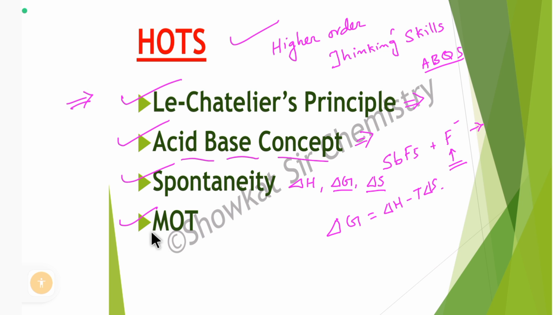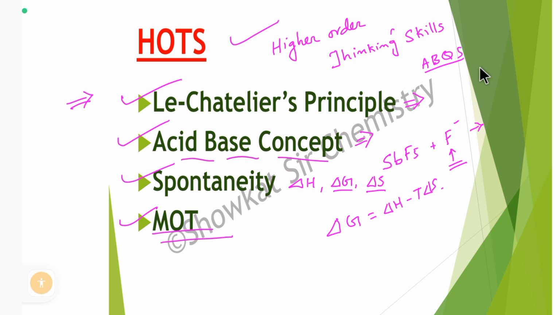And similarly, then we have the molecular orbital theory. This is very important. Questions are asked from its applicative part, that is, which compound will exist and which will not exist, right? What will be the bond order, which will be paramagnetic, which will be diamagnetic. I hope that you have gone through this.